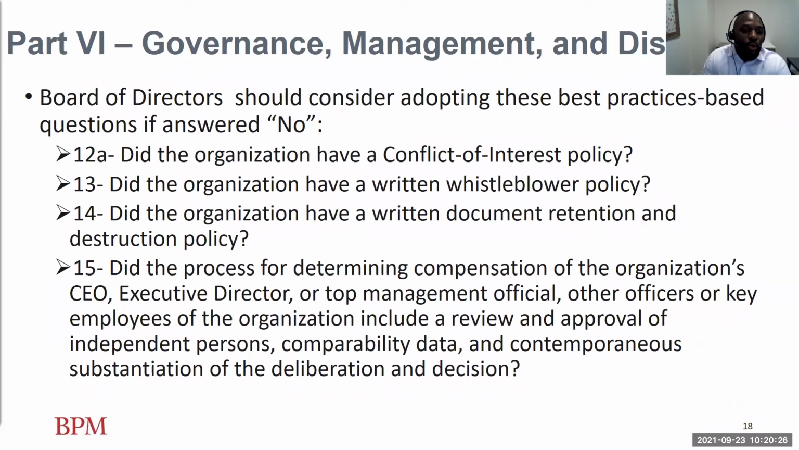Here I listed some of the questions that will show good best practices within the organization. You want to have a conflict of interest policy and a whistleblower policy, and you want to have a written document retention and destruction policy. I'm pretty sure most organizations have a process in determining officers' compensation, key employee, and other employee compensation. Now you want to make sure that you have a review process and know what kind of steps you have in place within your organization to arrive at someone's salary, your top-level officer salary.